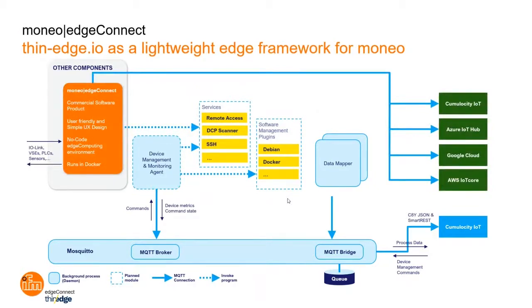As a first step, I just want to show you that we consider our Monoway Edge Connect software as another component in that case, that provides capabilities like connectivity to IO-Link devices, vibration diagnostic units, PLC sensors, and so on at the OT level. It is a commercial software product. It has some benefits. It's really user-friendly and has a simple UX design. And it actually already has the capability to connect to Cumulocity, Azure, Google, and AWS.